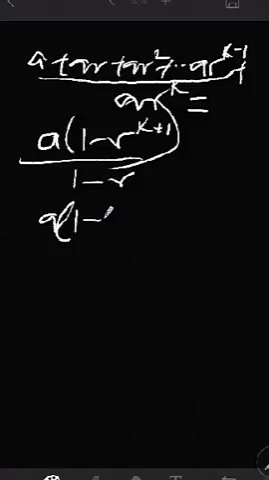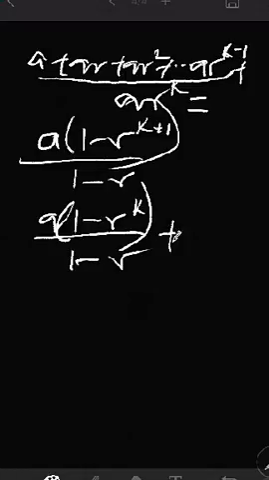Okay, so here we have a into 1 minus r raised to power n, and n now is k plus 1, over 1 minus r. So that is when n equals k plus 1. So from there now, we've already proved this one before, that what we have here is equal to a into 1 minus r raised to power k over 1 minus r. Now we add to this ar raised to power k. So we can put over 1 here.